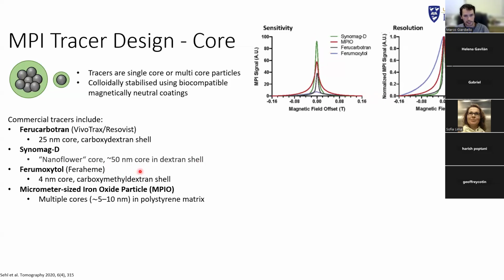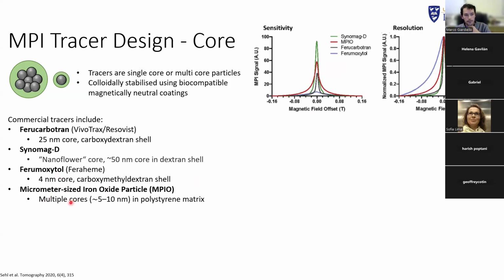That is a particle that has been designed for MPI. Ferumoxytol is an MRI agent, gives a very poor signal by comparison to the others, and very low resolution. So the height of the signal is the brightness, in a sense. The width of the signal is the resolution, so how blurred it actually is. So ferumoxytol is not as good compared to the others.